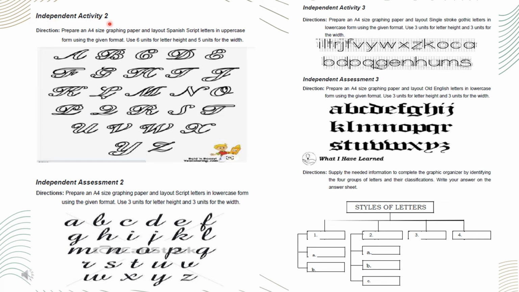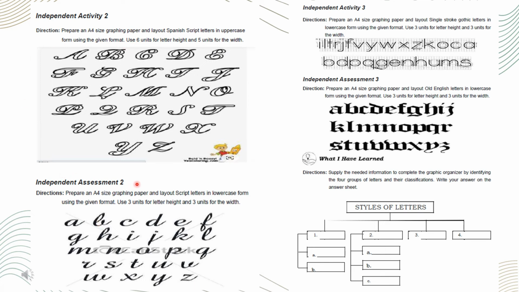Now, for the independent activity 2, also in the A4 size graphing paper, lay out Spanish script letters in uppercase form using the given format. So again, we're going to use 6 units or 6 squares for the letter's height and 5 units or 5 squares for the letter's width. So you're going to copy this type of lettering.